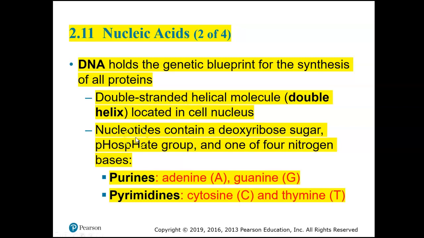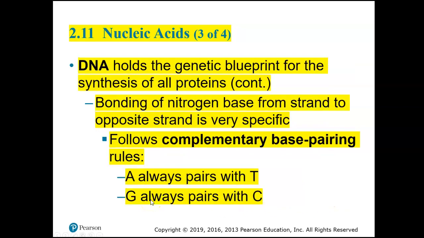They can either be adenine or guanine, which are purines, and they're called purines because they have 2 rings. There are 2 double ring structures. Or the base can be cytosine and thymine. And from this point on, we can just call them A, G, C, and T. But C and T are pyrimidines, and they're pyrimidines because they are single ring structures.